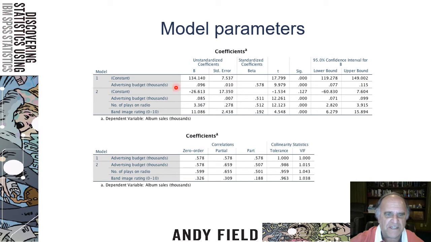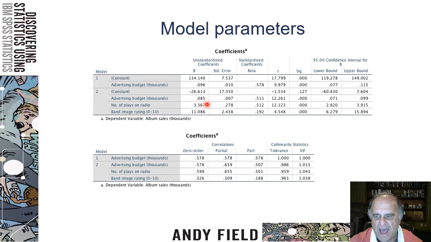Of course, we can do this again for our second model. In our second model, we already have advertising budget in there, and we put in number of plays on the radio and the band image rating. When we look at this, we can see the constant's changed quite a bit. Now the constant's negative 26. Our advertising budget stays somewhat similar, 0.085. Number of plays on the radio, the B value is 3.367. Band image rating, the B value is 11.086.